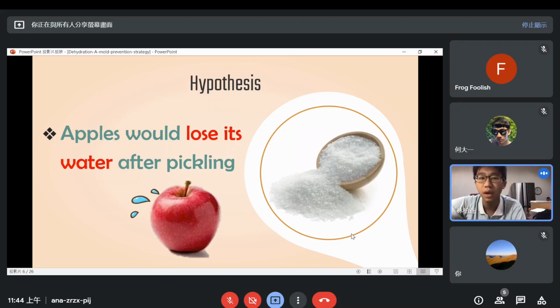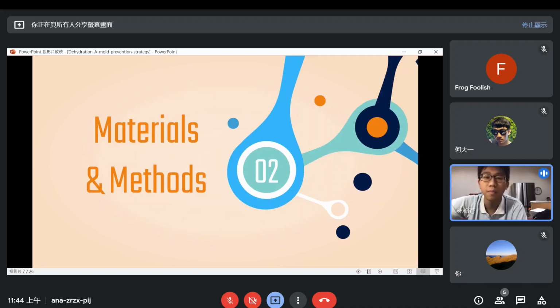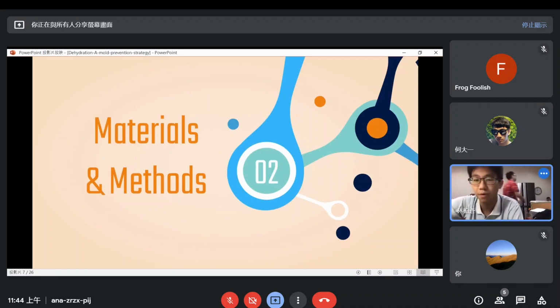Consequently, we have come up with a hypothesis. We think that apple would lose its water after pickling, which makes mold hard to grow. Now is the end of my part. Let's welcome Wilson for his pages.